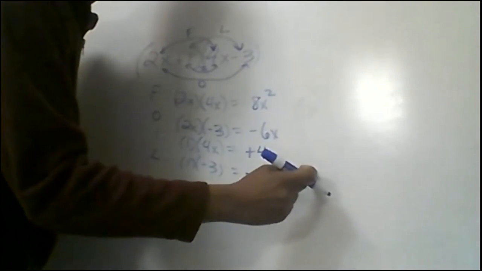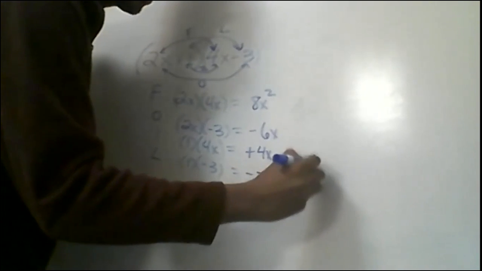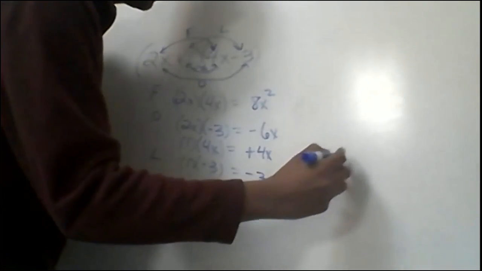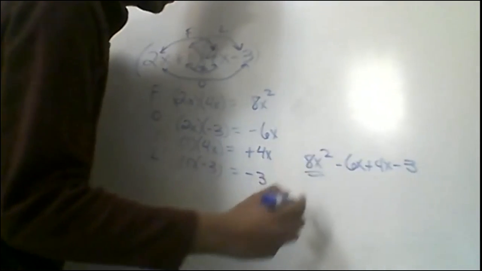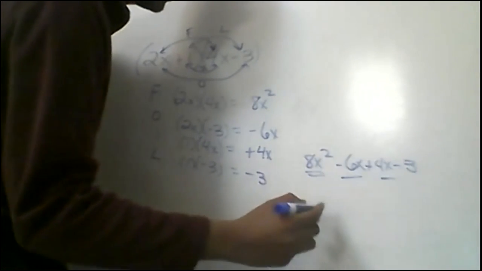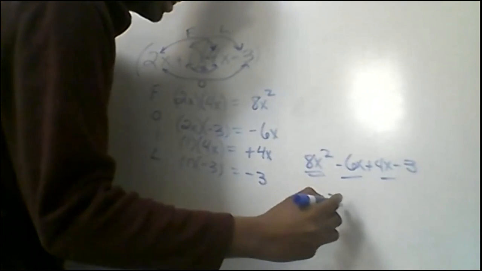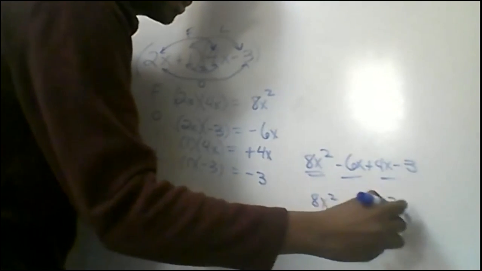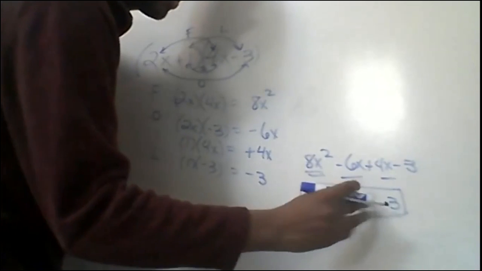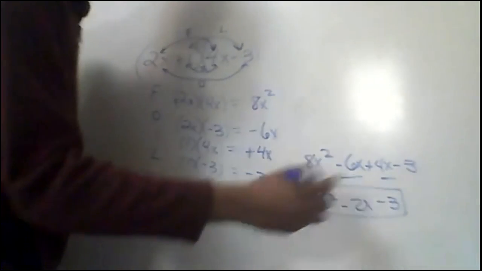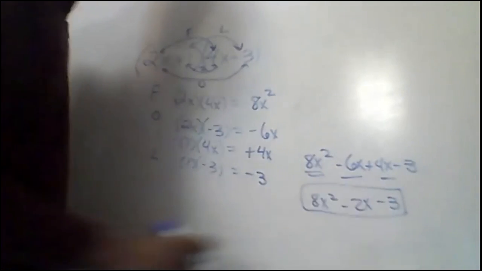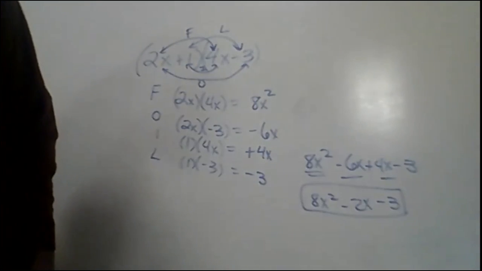Once you have that, you get 8x squared minus 6x plus 4x minus 3. These are like terms here. 8x squared minus 2x minus 3. If I do this with the box method, I'll get the same answer. So either one is good. All right, cool.